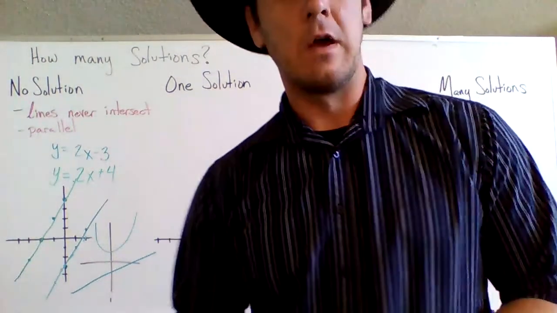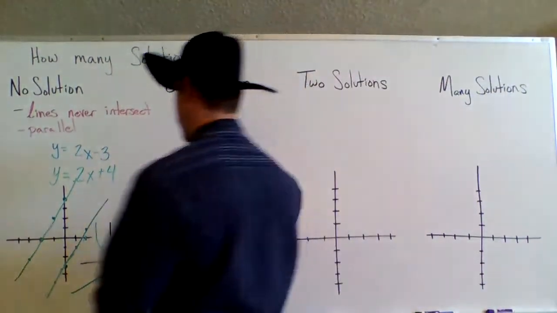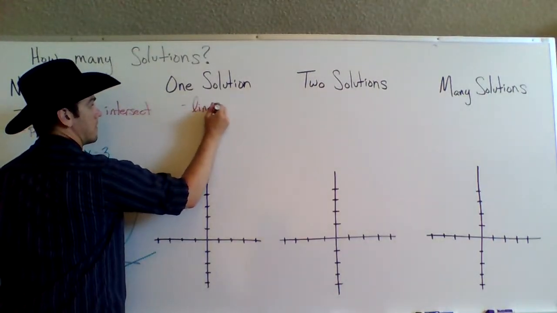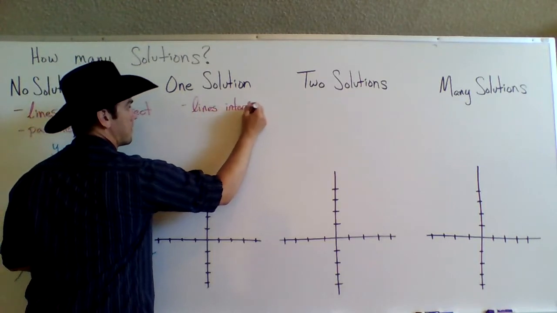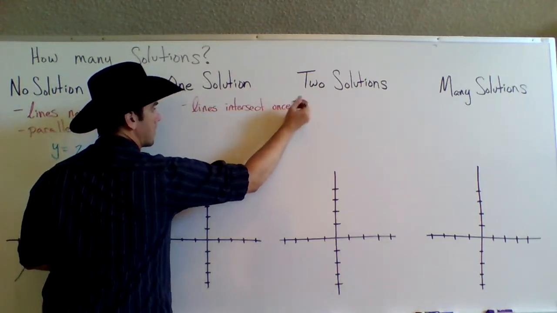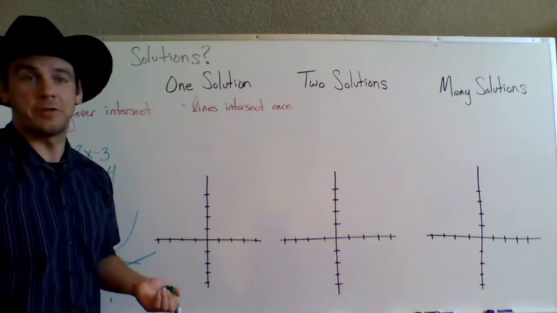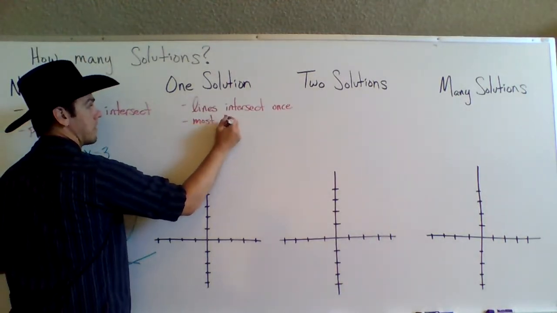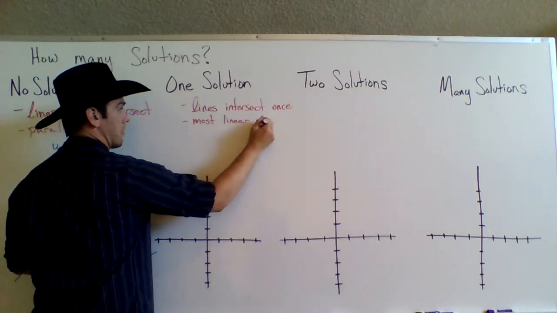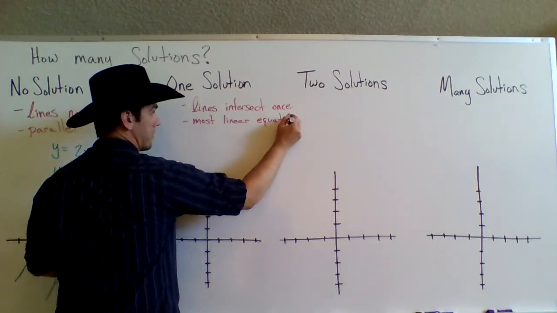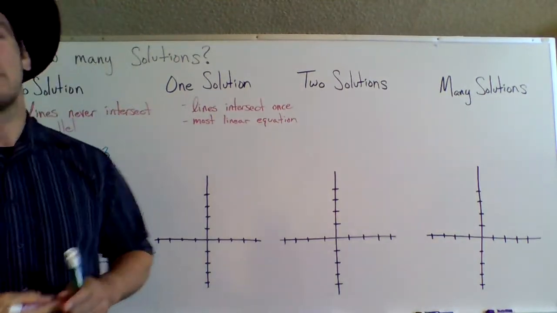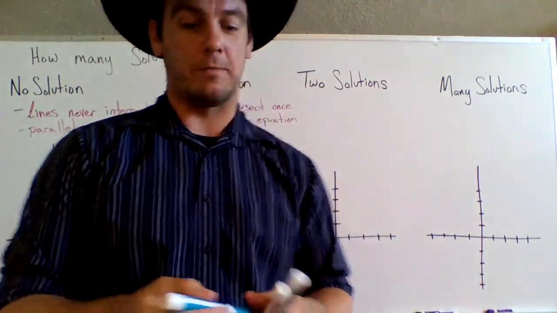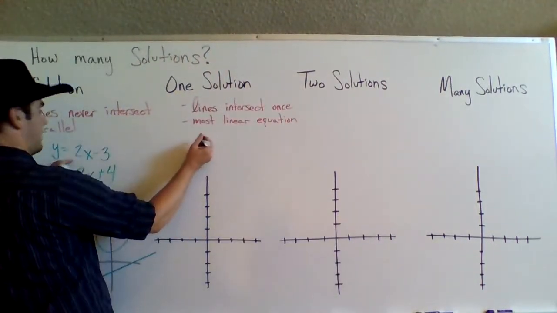One solution means our lines are going to intersect in one spot. This is honestly going to be most of the stuff we're going to be dealing with. Most linear equations will only meet in one spot. So we could just pop up an example here. Y equals 2x minus 3 again. Let's stick with that one.